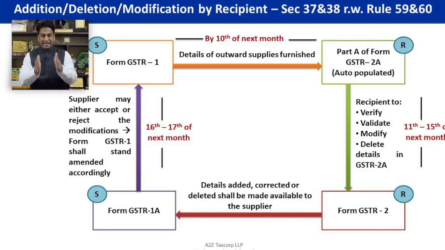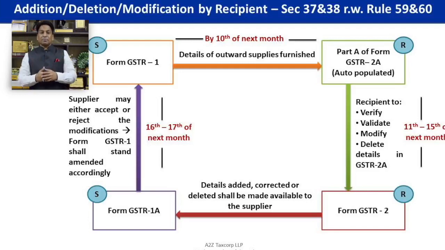Being recipient, yes, you can modify. You can put 18 rupees as against 16 rupees. That is called modification. Third is delete. I have supplied certain goods or services. I have uploaded the invoice particulars while finalizing my GSTR-1, which would be auto-populated for the recipient in 2A.